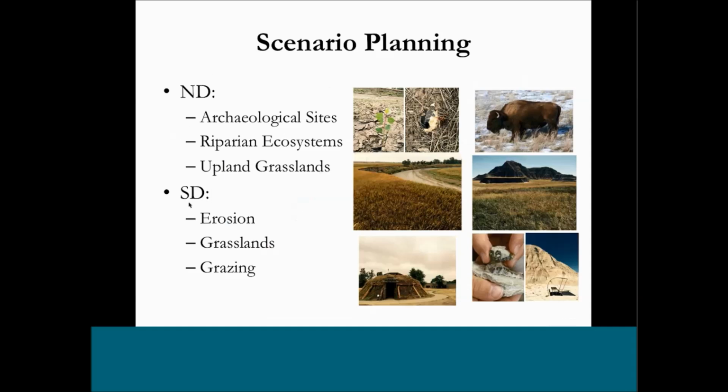This has been an iterative process throughout between the research team and the management participants. For the two sites, it started off with orientation meetings and identifying key management issues prominent at each site. For North Dakota, a lot of concerns around archaeological resources, riparian ecosystems, and upland grasslands. And in South Dakota, around Badlands, concerns with erosion and how that relates to paleontological and archaeological resources, grasslands, and also grazing availability for bison and livestock.